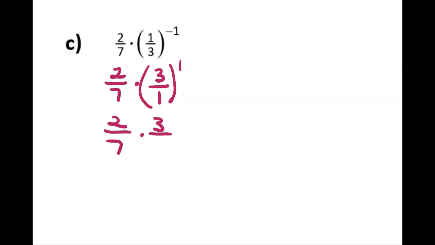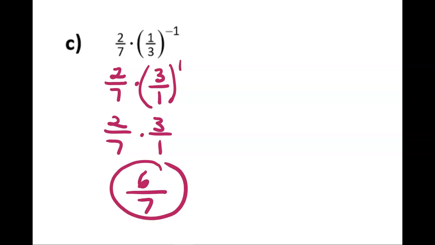All right, let's try the same thing with fractional bases. So here we have an exponent that applies to the parentheses. So we have to do that operation first. So I'm just going to bring down 2/7 times first. And then 1/3 to the negative 1 is the same as the reciprocal raised to the positive 1 power. Well, that's just 2/7 times 3 over 1, and that's 6 over 7.